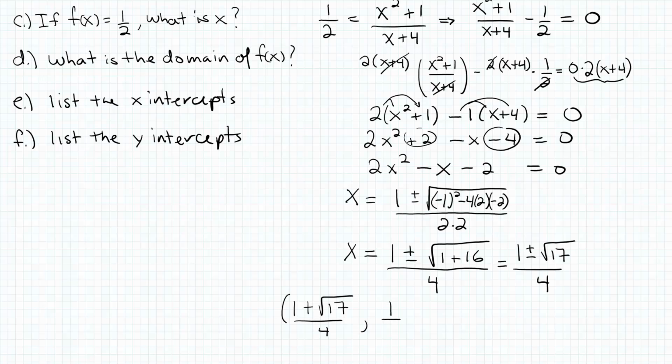Comma 1/2. Remember where the 1/2 is coming from. This is the value they said we would have for f of x. And remember, f of x is like the y in our point. The second point would be 1 minus the square root of 17 over 4, comma 1/2. And those are the 2 points that have a y-coordinate of 1/2 on the graph of our function.